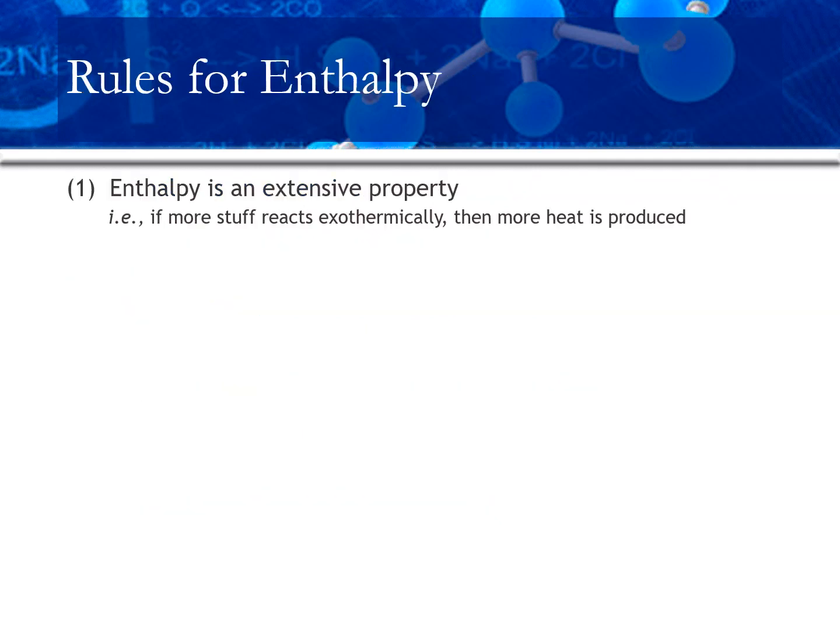That's what generates the heat difference in a chemical reaction. It's going to be very useful for us to learn 3 basic rules for manipulating enthalpy change quantities for chemical reactions. So first of all, keep in mind enthalpy is an extensive property. In other words, if more stuff reacts exothermically, then more heat is produced.